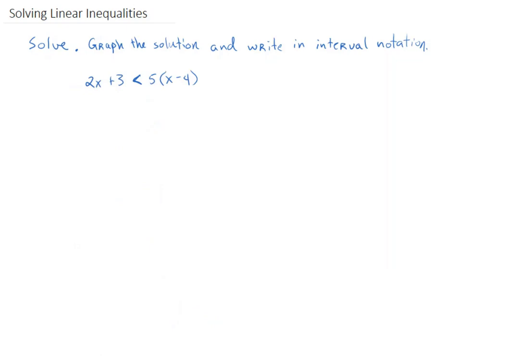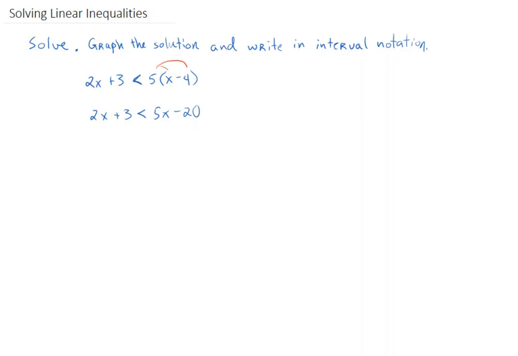Alright, so here we have the same directions. Our inequality this time is 2x plus 3 is less than 5 times the quantity x minus 4. So this one's going to need a little bit more work to solve it down. So we're going to start by distributing the 5. That gives us a 5x minus 20.